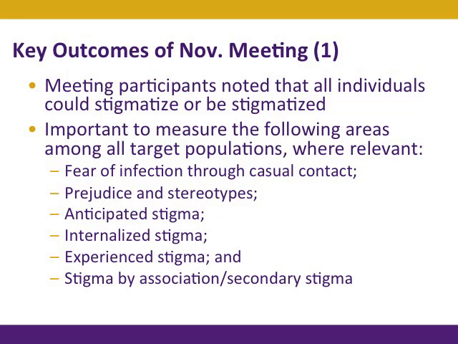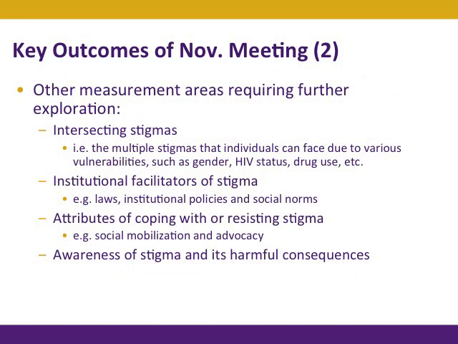And we also thought it was important to measure the following areas among all target populations where relevant: fear of infection, prejudice and stereotypes, anticipated stigma, internalized stigma, experienced stigma, and stigma by association or secondary stigma. Other measurement areas that we thought required further exploration were intersecting stigmas, which I mentioned earlier, and institutional facilitators of stigma, so laws, institutional policies, and social norms. There's a big gap there, and there's some work being done to try and develop better measures around this area.